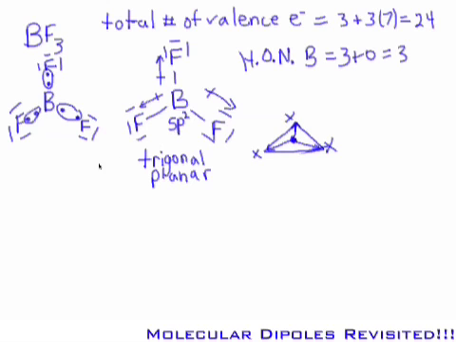If 3 vectors add up head to tail with the same length, the same strength, they all end up going back to the exact same place. You don't have to understand vector addition if you think about it as a tug of war, but essentially BF3, because it's trigonal planar, all the vectors are pulling in equal opposite directions. The dipole here, adding all those dipoles together, will give you a dipole moment that is equal to 0.